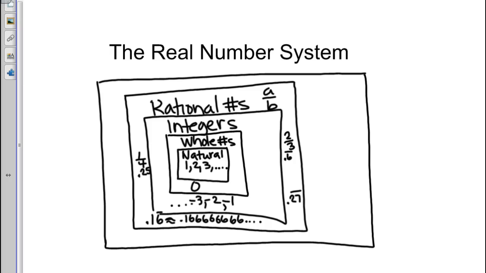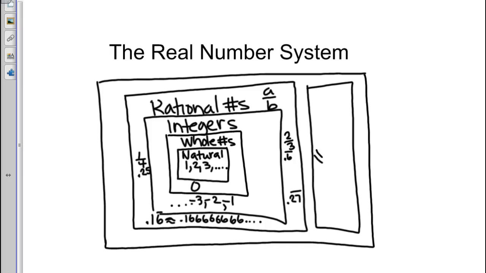That's the part that repeats forever and ever. All right, so let's talk about this little box over here that's not contained in any of the other boxes. This box is called the irrational box. These are irrational numbers, like pi, square root of non-perfect squares, right? So that is our real number system.